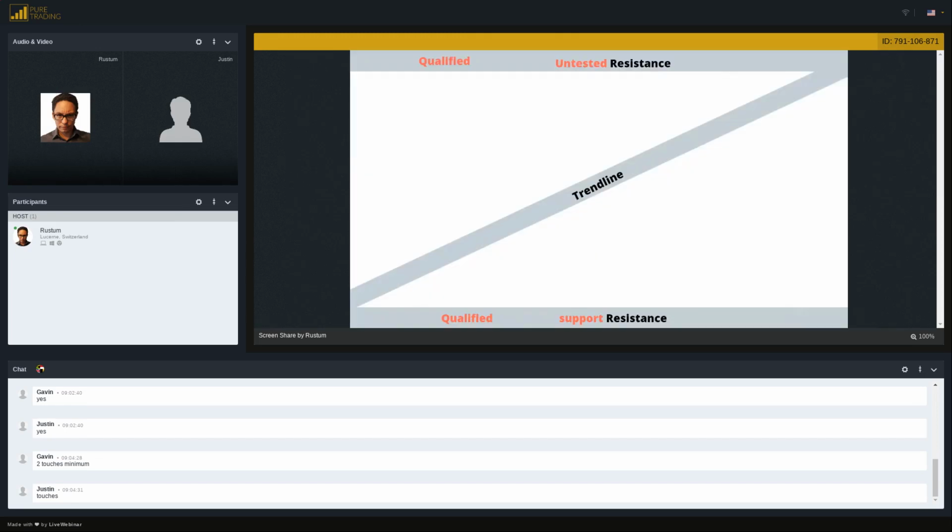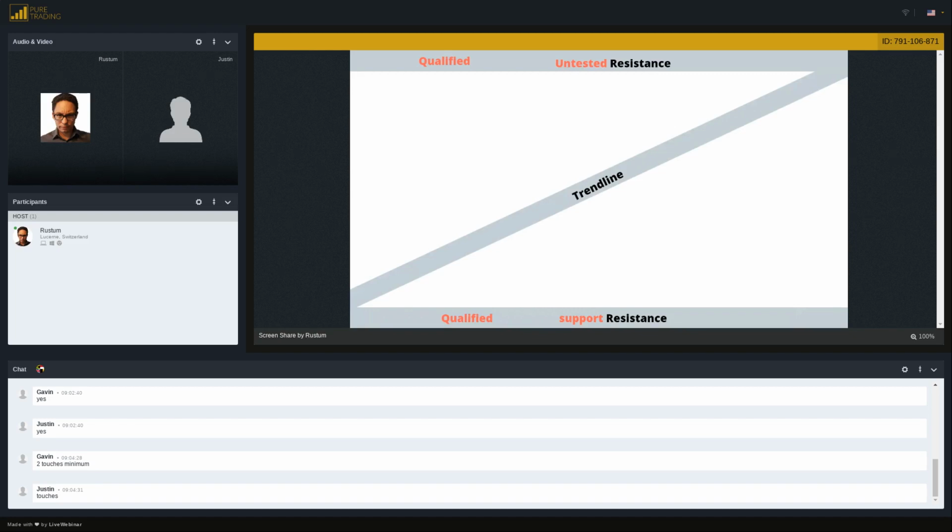Perfect. Justin says that it is the touches that makes the level a qualified area. Two touches minimum. Yes, that's correct. Okay, so we are looking for touches. That is what qualifies the resistance or qualifies the support. And the same goes for the trend line. It's the touches on the trend line.